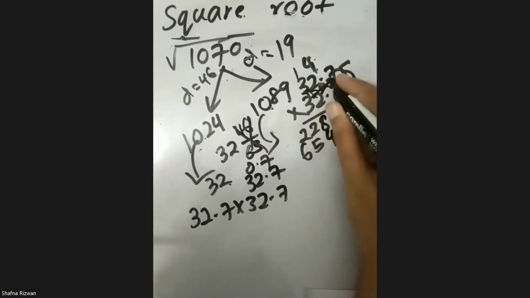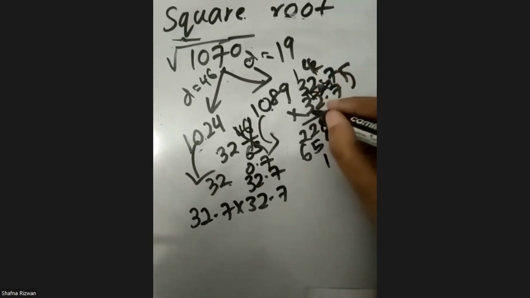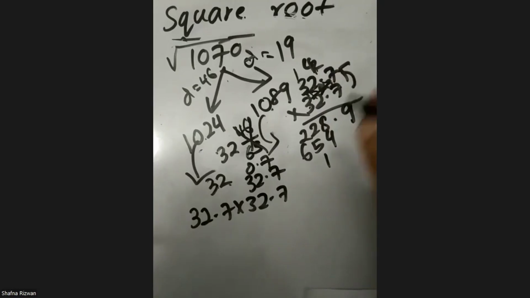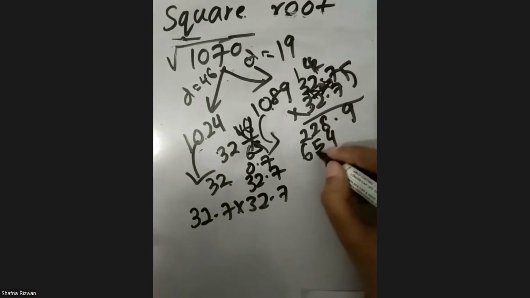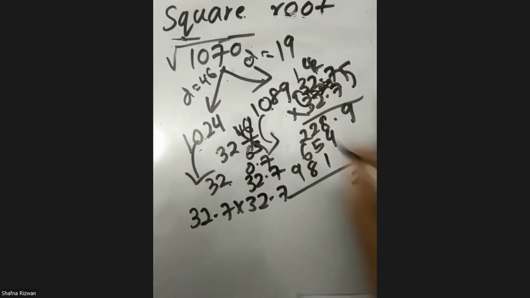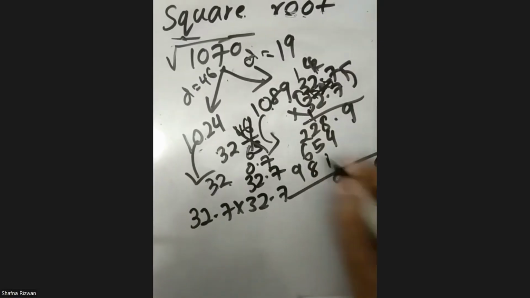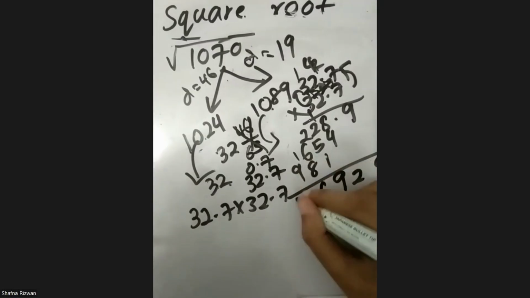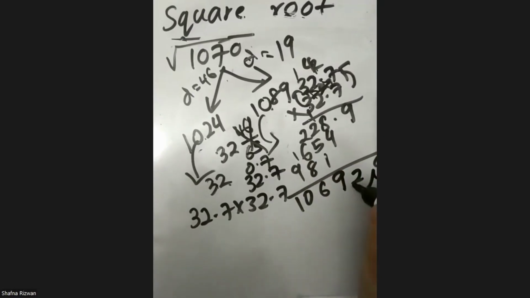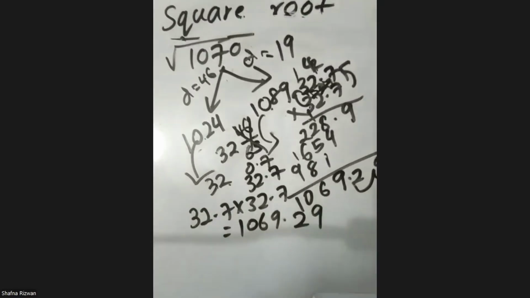Okay, and 3 7s are how much? 21. And again 3 2s are 6, plus 2 is how much? 8. And here 3 plus 3 is 9. So here 9, 8 plus 4 is 12, 5 plus 2 is 7, 7 plus 1 is 8, 8 plus 1 is 9, 6 plus 2 is 8. 8 plus 8 is how much? 16. 9 plus 1 is 10. Now, two decimal places, how much are you getting here? 1069.29.